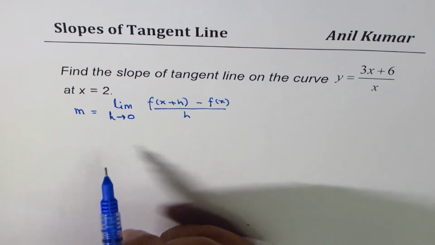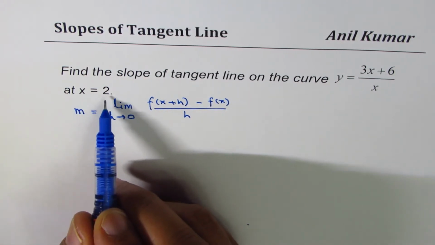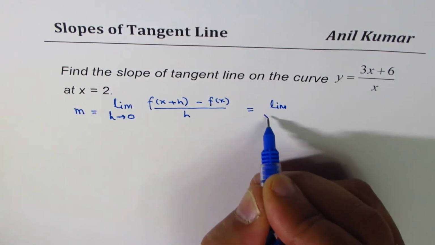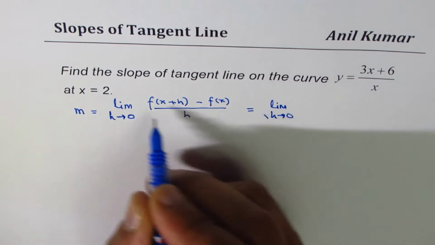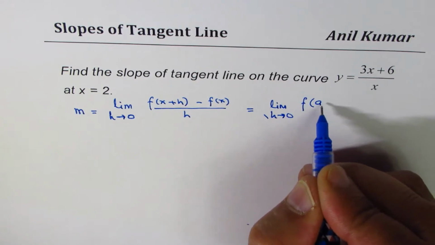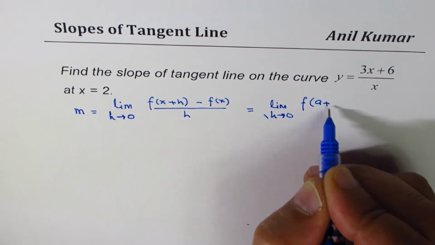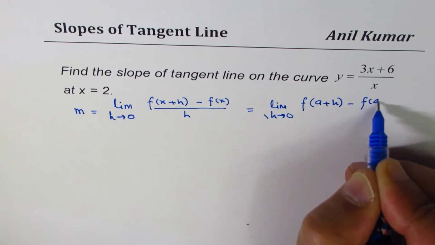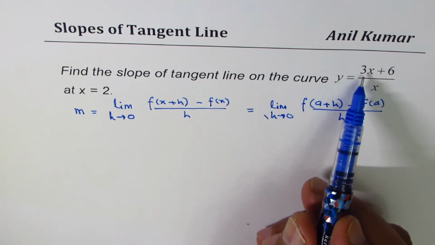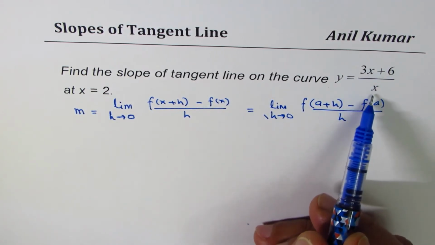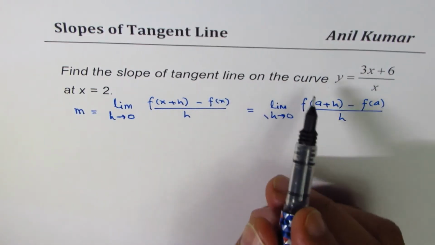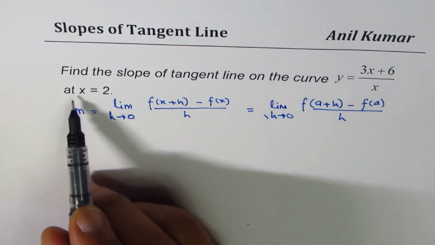That's the definition, right? If you are given a point, like in this example x equals 2, we could use the formula limit as h approaches 0. Instead of x, since we are given a point, we say f of the point given. In general, it is f(a + h) minus f(a) over h, correct? So in our case, we are given the function (3x + 6)/x, and the point x is 2. So let's find the slope of the tangent line on this curve at x equals 2.